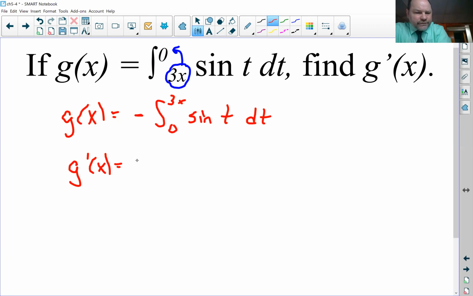Then the derivative of g is going to be our integrand with 3x put in everywhere that we see a t. However, because we have a function in our upper limit, we also need to multiply by the derivative of that function. So in this case, we do have to take the derivative of 3x, which is 3.